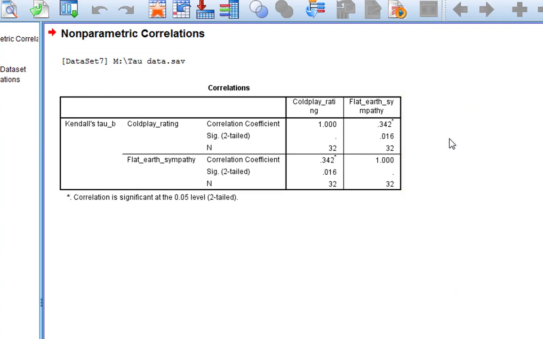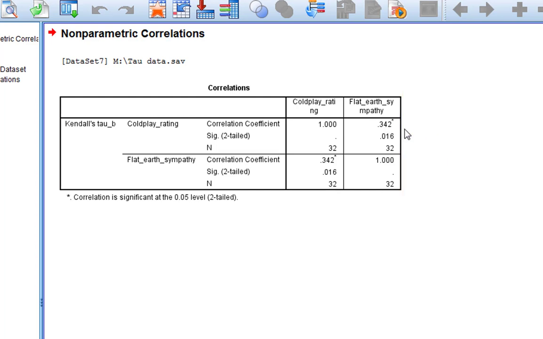Just like every other correlation, we interpret it in exactly the same way. So our table is always a matrix, a 2x2 in this case, because we've got two variables, Coldplay rating, flat earth sympathy. The diagonal is always 1, because it's the variable correlated with itself, so it has no meaning and we can ignore it. And then we've got a mirror image of the variables here. And this is what we need to look at.